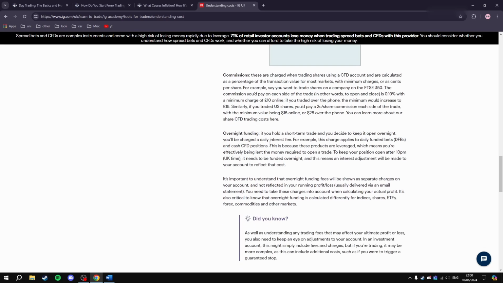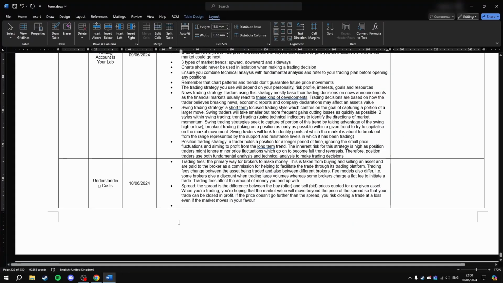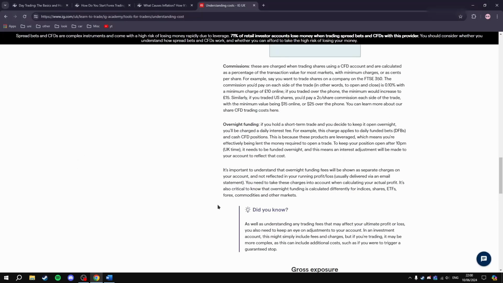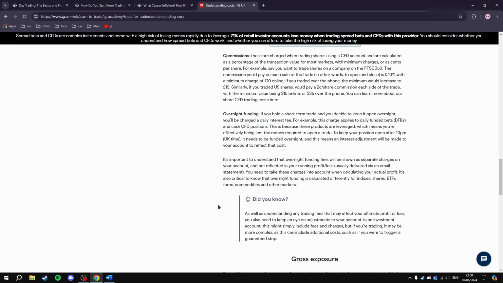Okay, commissions. These are charged when trading shares using a CFD account, so contract for differences account, and are calculated as a percentage of the transaction value for most markets, with minimum charges or a cents per share.